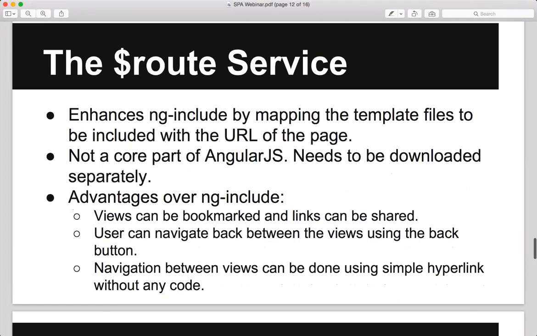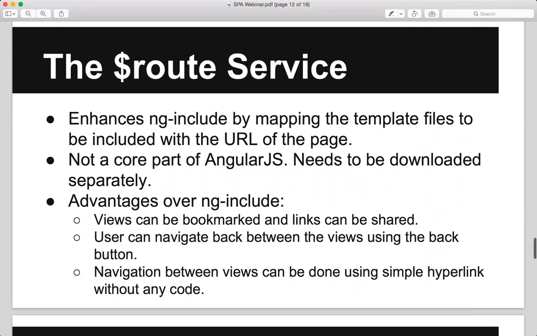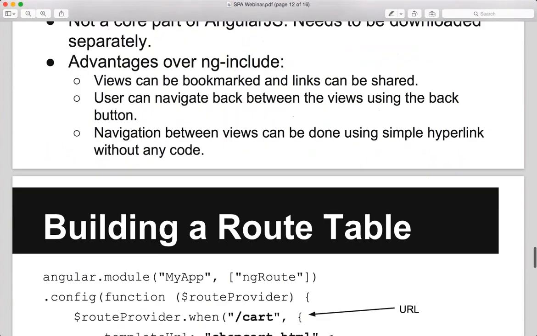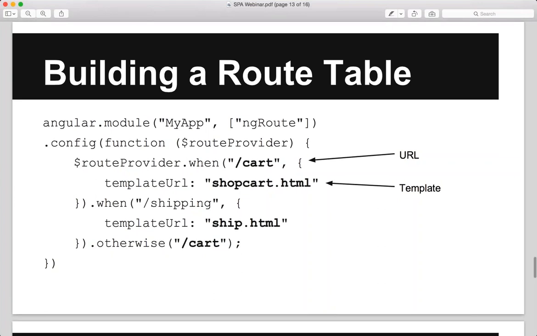And to navigate between the views, we can just set up hyperlinks, and we don't have to write any code. So let's see how that works. First, we need to create a map between the URL and the view templates. This map is created using the route provider, which is the accompanying provider for the route service. Every service can have a provider, and because our service is called route, the provider is called route provider.